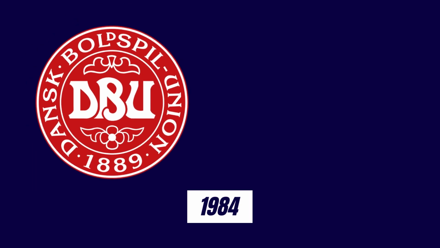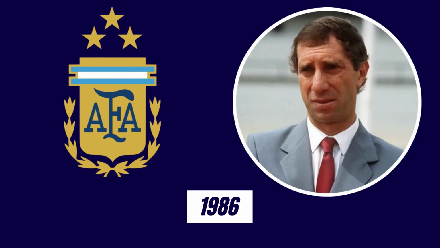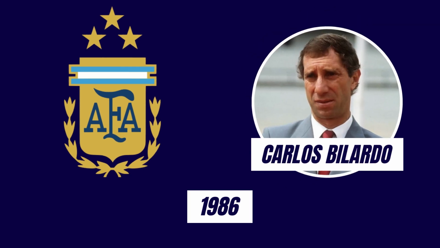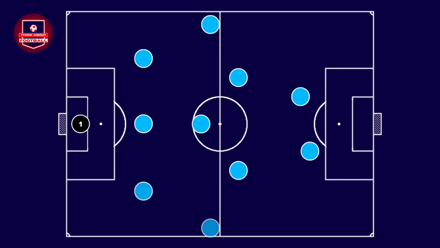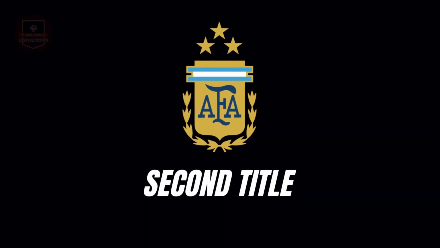In the 1984 Euro, another application of the 3-5-2 caught attention: the Denmark national team, coached at the time by German Sepp Piontek. But the first version of this formation that shocked the world was Carlos Bilardo's Argentina in the 1986 World Cup. Bilardo's idea was to provide a solid foundation for the Argentine team while giving complete freedom to the star of the time, Diego Maradona. This approach was successful, and Argentina ended up winning their second world title.